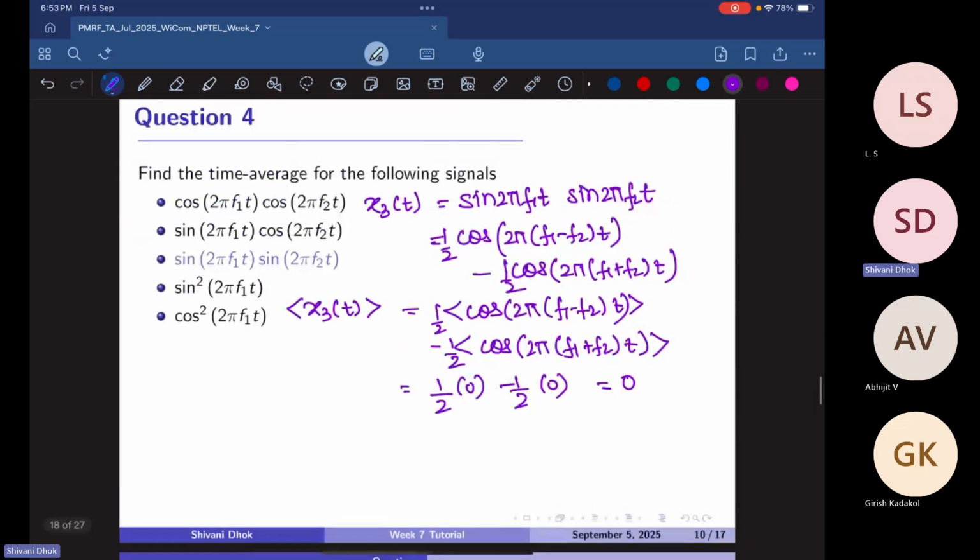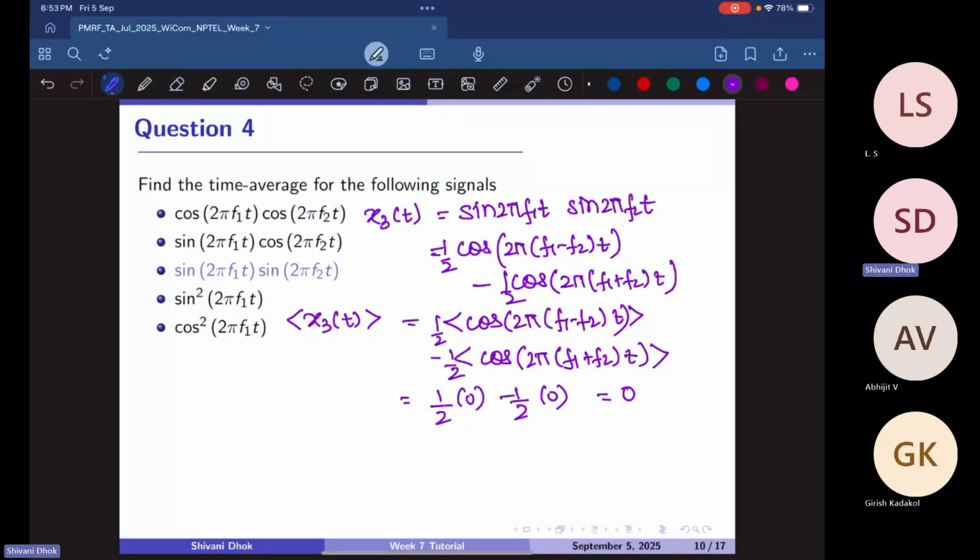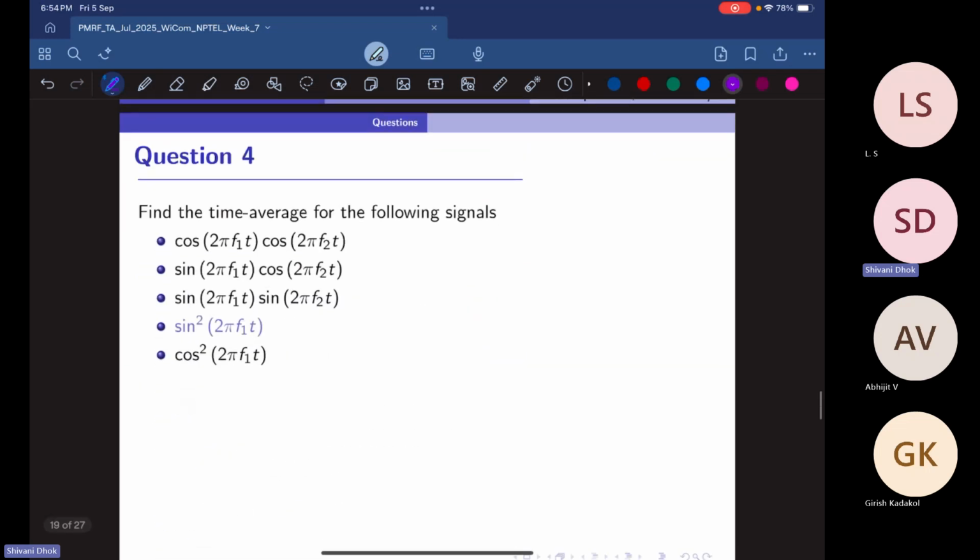Any questions till this point? Okay. If not, then let me move on to the next part.